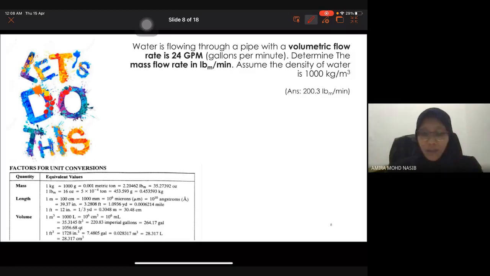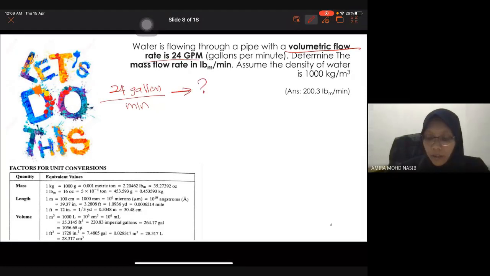We go to the simple example. Alright, water is flowing through a pipe with a volumetric flow rate at 24 gallon per minute. Determine the mass flow rate. Okay, mass flow rate in pound mass per minute. Assume the density of water is 1000 kilogram per meter cube.